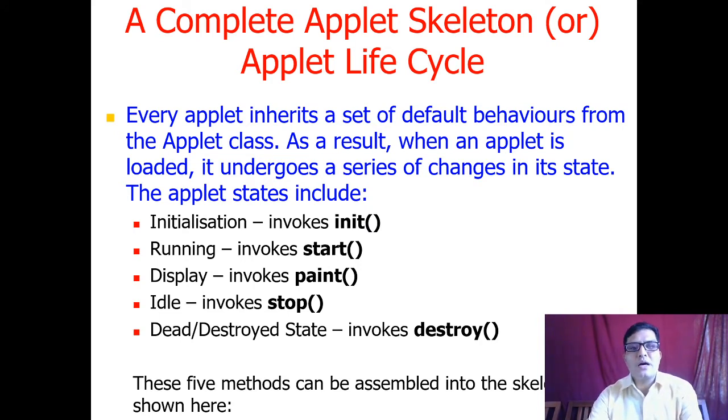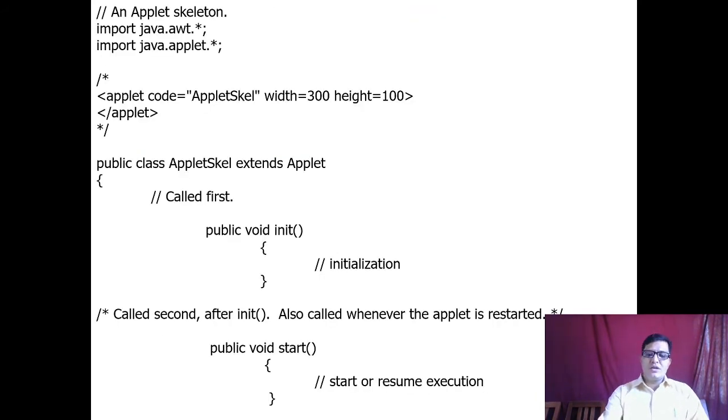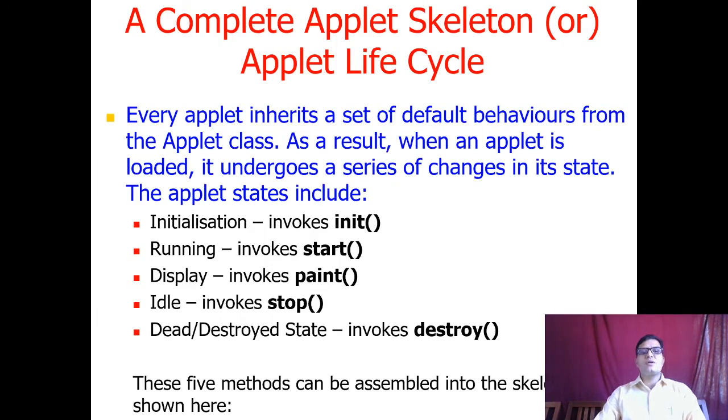So this is applet architecture. Architecture means you have to write the skeleton of an applet or the applet life cycle. Every applet inherits a set of default behaviors from the Applet class. If you observe here, every applet inherits some functionality. Default behavior means functionalities, which derive from the Applet class.